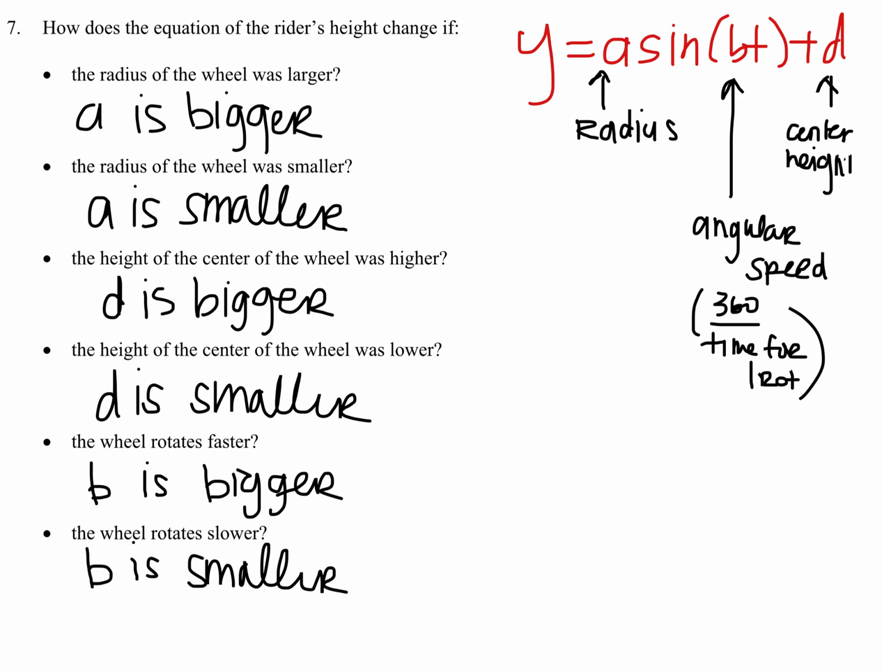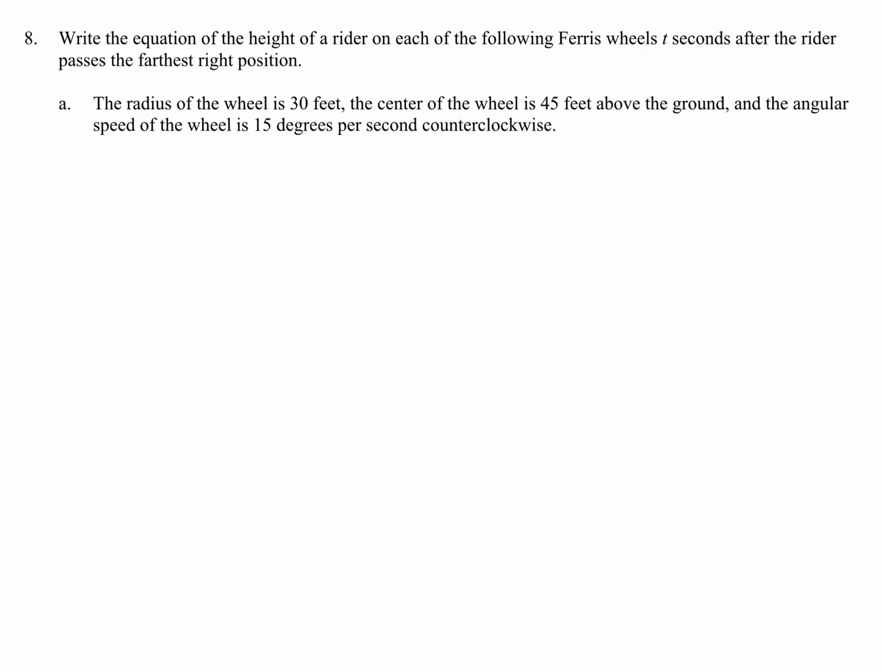So we're going to go over 2 more examples and then write down a couple of last notes that are just combining everything all together. This example, once again, I want to write the equation of the height of a rider for each of these following Ferris wheels. This first one, I'm telling you that the radius is 30, the center is 45 feet above the ground, and the angular speed is 15 degrees per second counterclockwise.